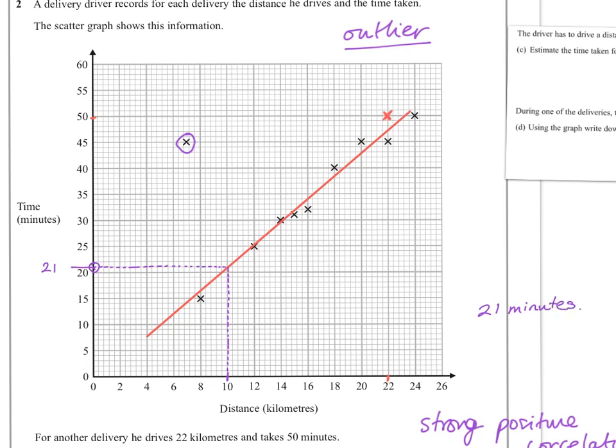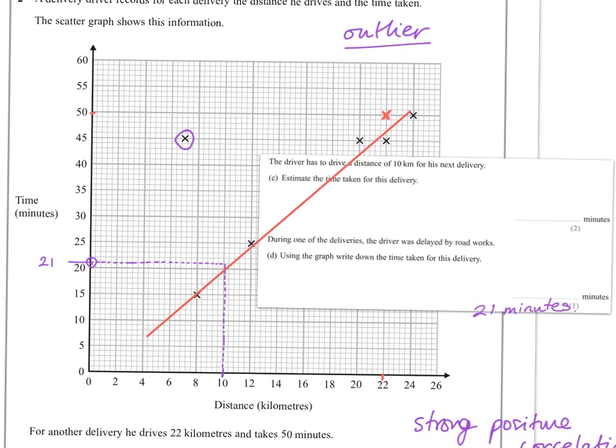Okay, let's have a look at the next bit. It says here, during one of the deliveries, the driver was delayed by roadworks. Using the graph, write down the time taken for this delivery. Now, one thing I will say is, and be very careful here, this has changed a little bit because I had to move this part here to see the other part of the question. And when I do that, everything moves. So don't think that's a mistake. So during one of the deliveries, the driver was delayed by roadworks. Well, it has to be here then, doesn't it?